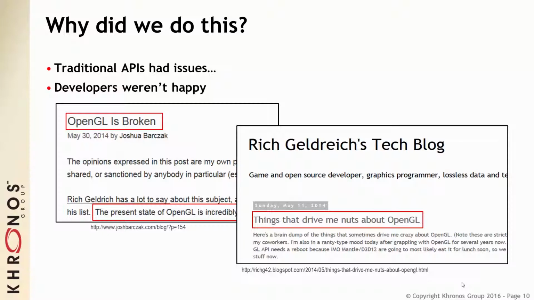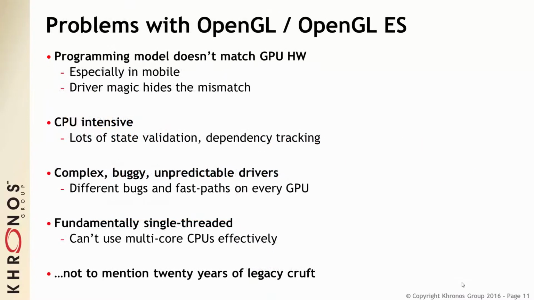So I'll give you my own list. Rich Geldrich's blog is great for a more detailed one. For my money, the fundamental problem was that the programming model was stuck back in 1992 and had not evolved the way the hardware had evolved. So there was a huge mismatch between the abstraction the API presented, like it pretended everything was synchronous, right? You give the GPU a command, it does it, and then you give it another command, and it does that. Of course, that's not true. You give it lists of things, and it goes off and works asynchronously, and eventually gets it.